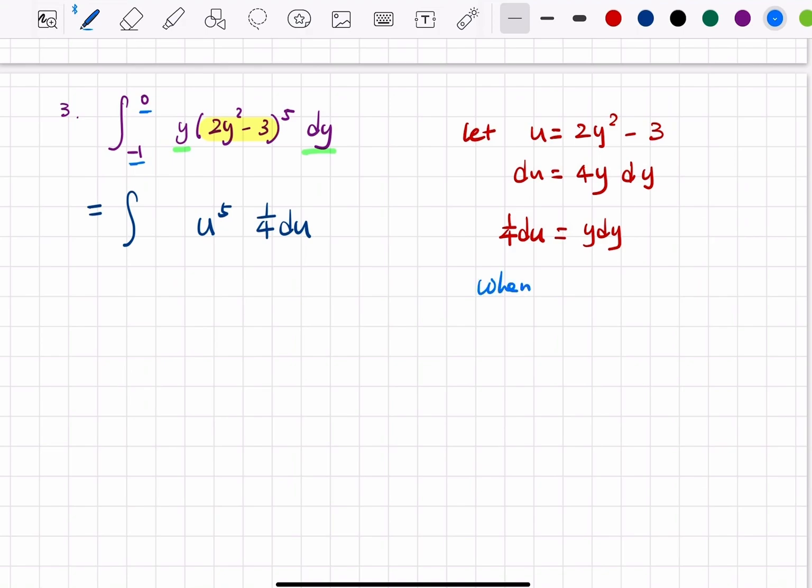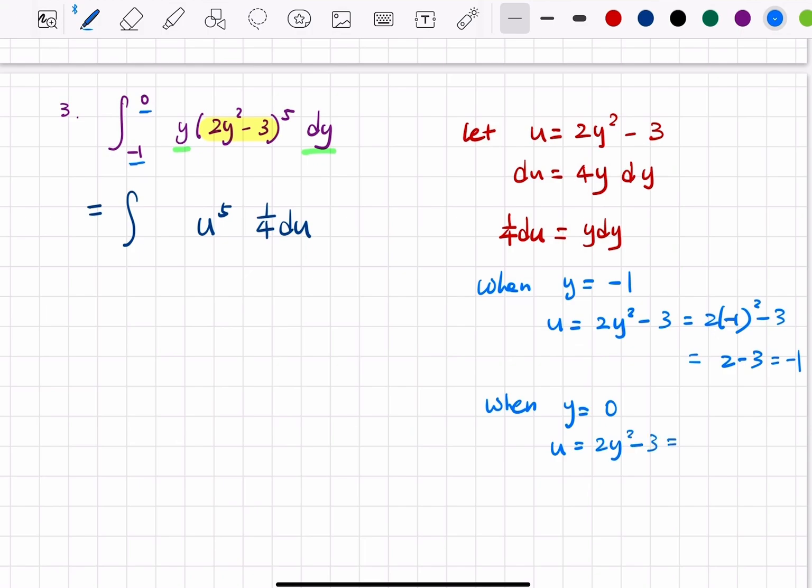So when y equals negative 1, u, which is 2y squared minus 3, becomes 2 minus 3, which is negative 1. When y equals 0, u, which is 2y squared minus 3, becomes negative 3. So this definite integral will change from negative 1 to negative 3.